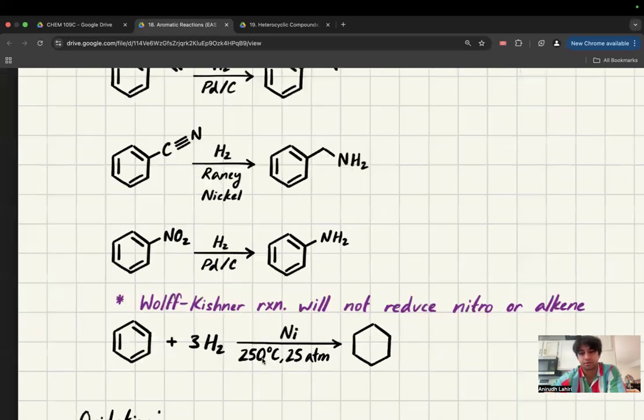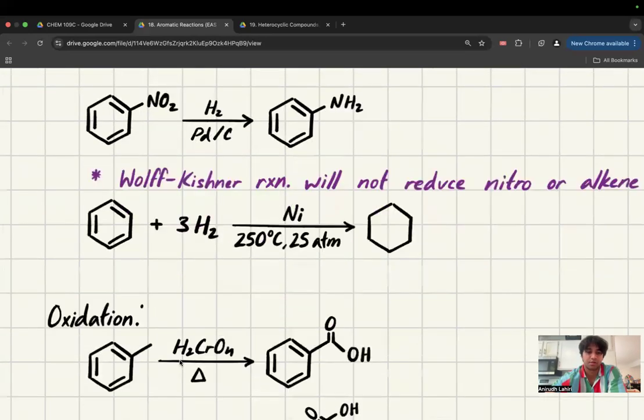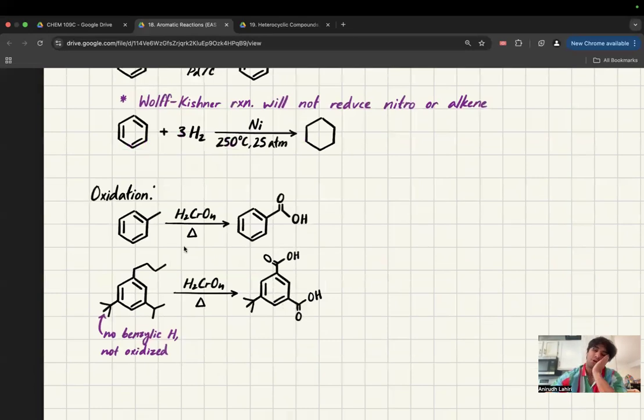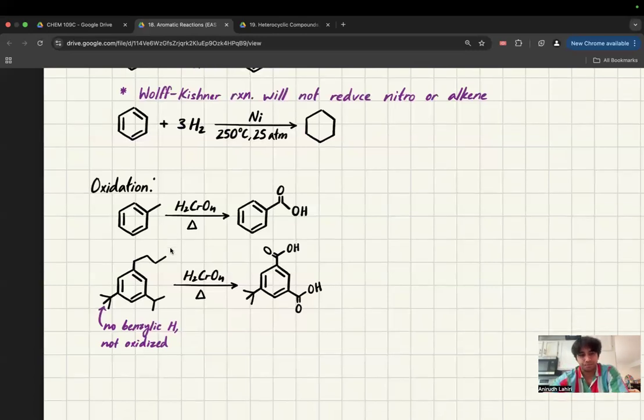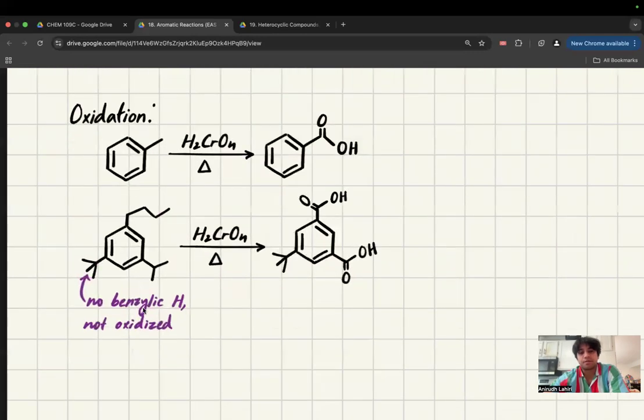And I don't think you're on the hook for this mechanism either, so it's just sufficient to memorize the reagents and conditions associated. All right, oxidation. So you'll recall that the chromic oxidation agents are the strongest ones, so they'll reduce all the way down. So it's important to note here that you need at least one benzylic H to oxidize, right?